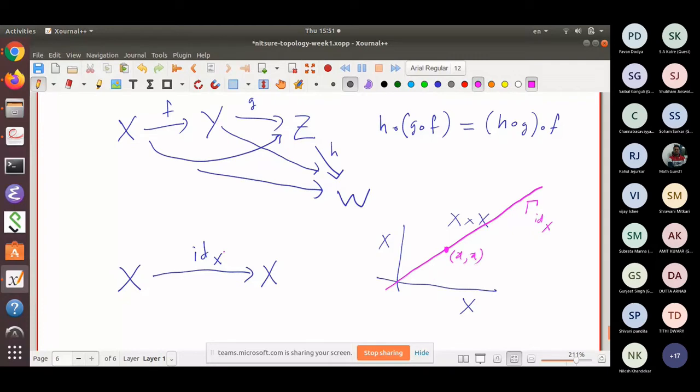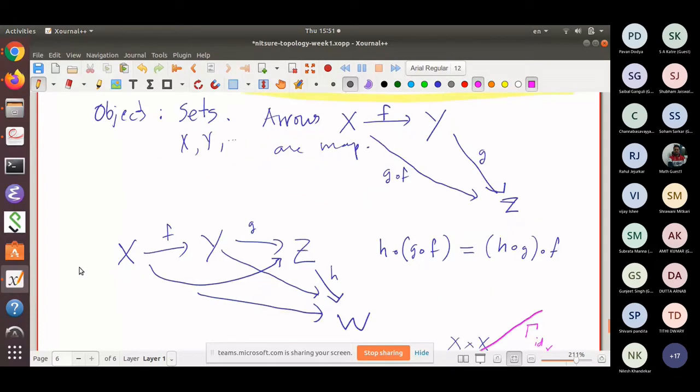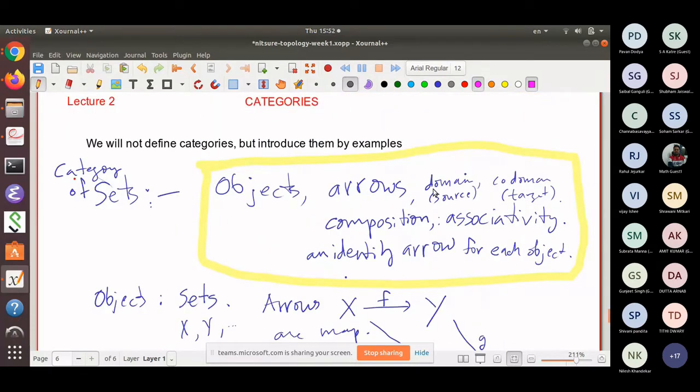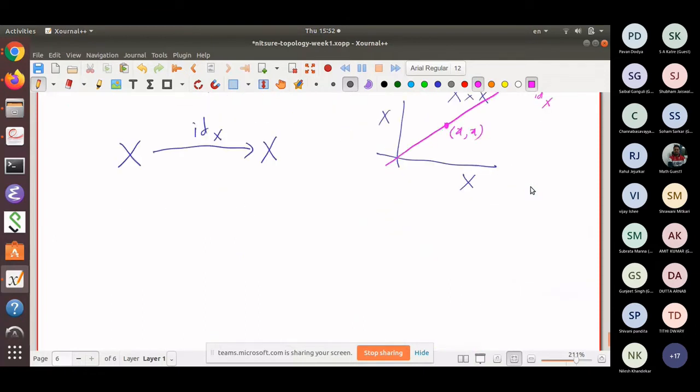That's the identity. So let me ask you guys. Have you understood the category of sets as far as these words are concerned? Any doubt? See, these are very, very important concepts. So make sure you understand it clearly. Okay, now I said I'll introduce categories by example. So let me come to a new example in a new color. My next example is the category of groups.